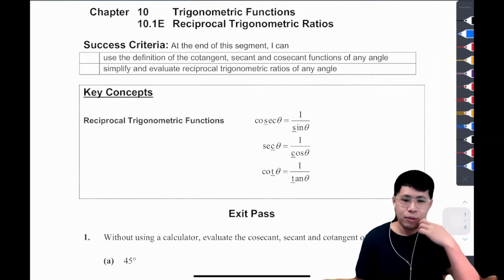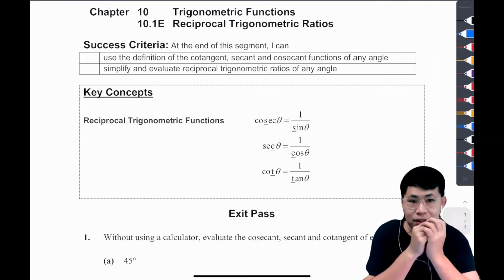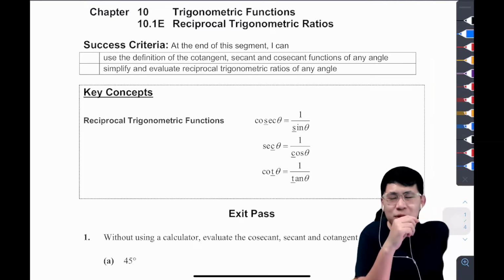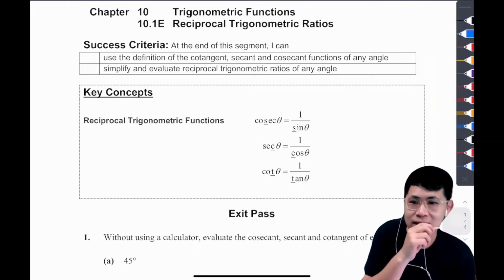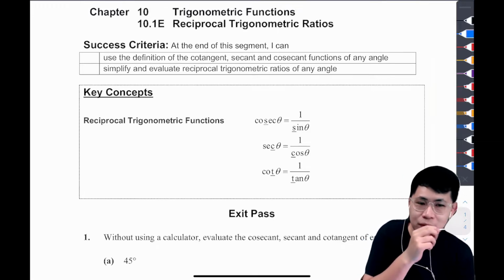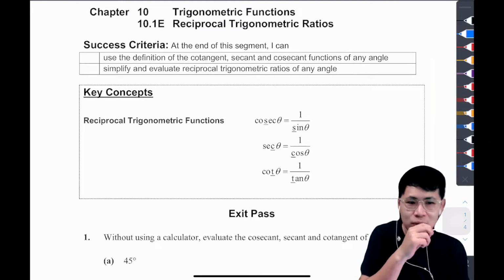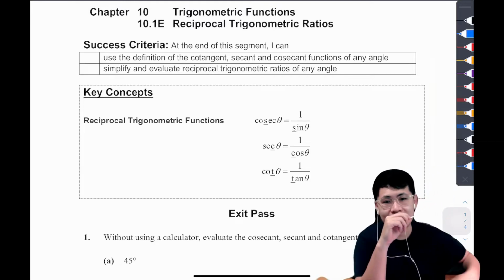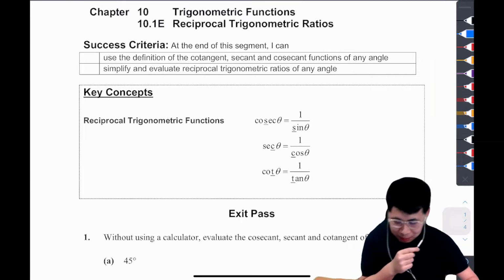Okay, hi everyone. So in this video, we are going to talk about the reciprocal trigonometric ratios. In this exit pass, we're going to look at cosecant, secant, and cotangent. Cosecant is 1 over sine, secant is 1 over cos, cotangent is 1 over tangent. By the third letter in that one, this is a neat way to remember.